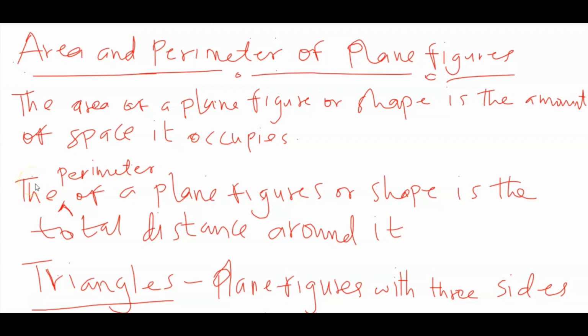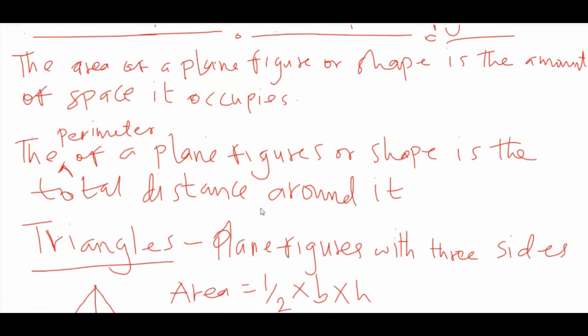Alright, so in today's video I want us to talk about the area and perimeter of plane figures or shapes. The area of a plane figure or shape is the amount of space it occupies, and the perimeter of a plane figure or shape is the total distance around it.